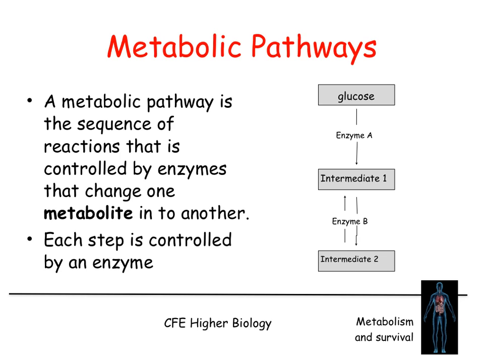Each of these steps is controlled by an enzyme, and what I've done here is put up a very short metabolic pathway. So here we've got glucose, and enzyme A catalyses that reaction where there's a breakdown of glucose to this intermediate substance, intermediate 1, and then another enzyme is involved in the breakdown of intermediate 1 to intermediate 2, and we call these metabolites.